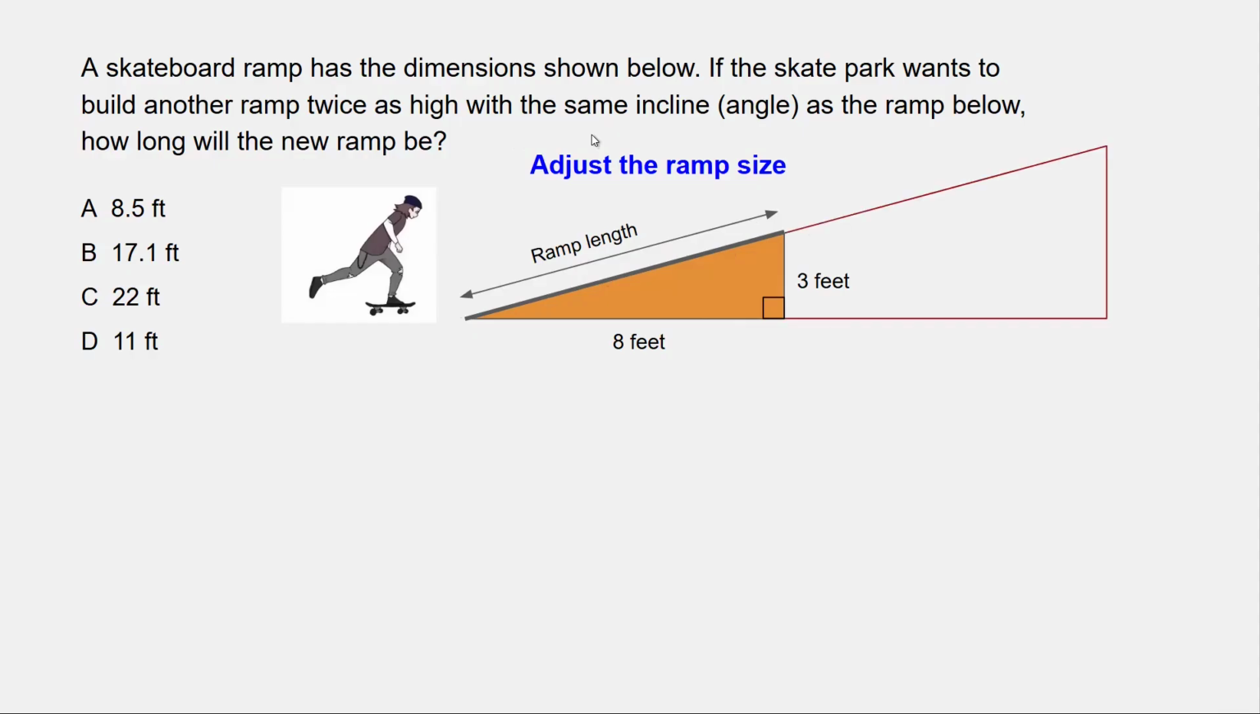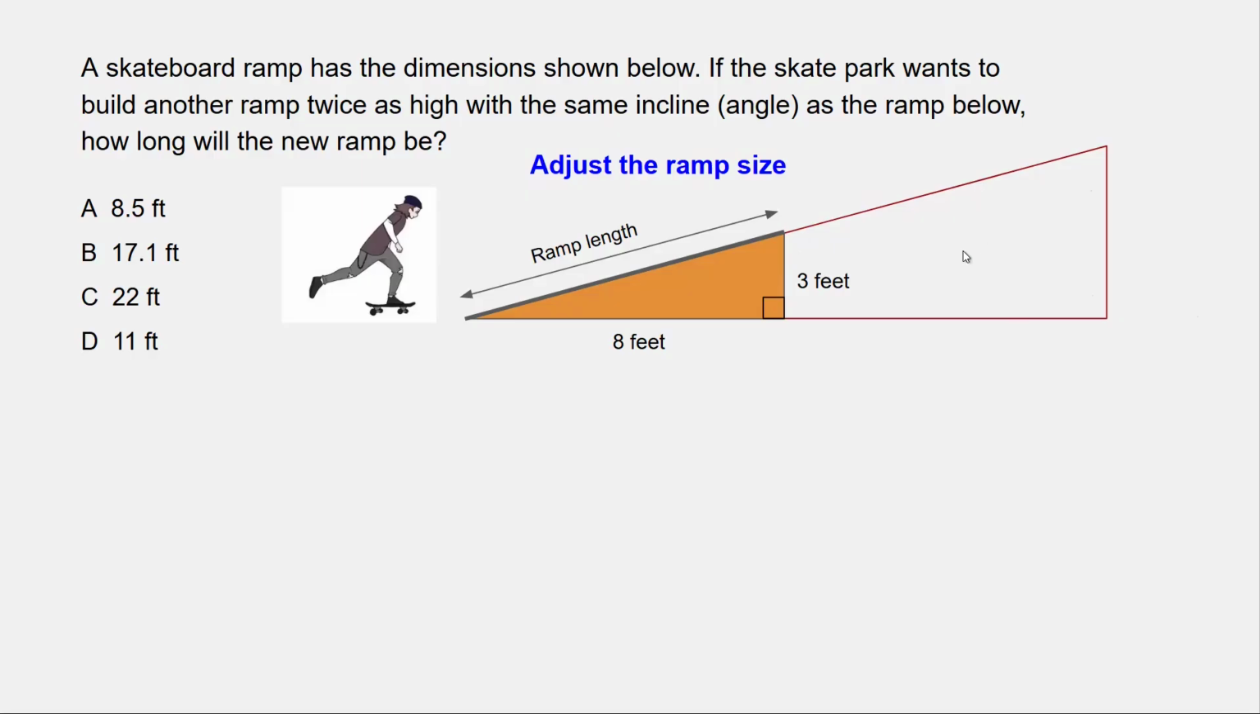So we want to adjust this ramp size. And here we have a little sketch of a taller ramp that has the same incline, or the same angle, right here. Now, if this angle is the same, and it's also still a right triangle, meaning this is 90 degrees over here, that means that this angle up in the corner is going to be the same as this. That means that these two triangles are what are called similar triangles.